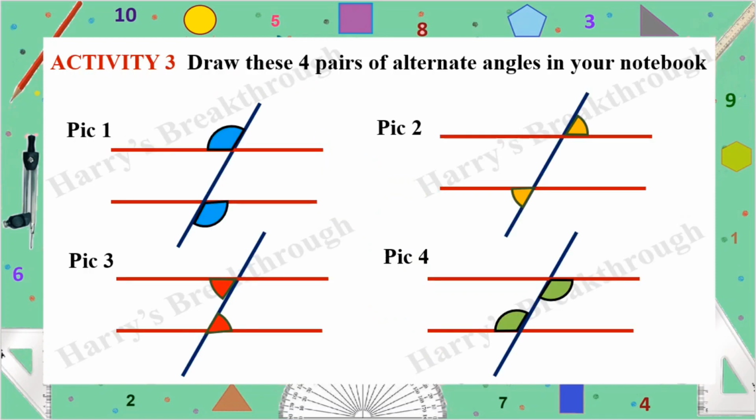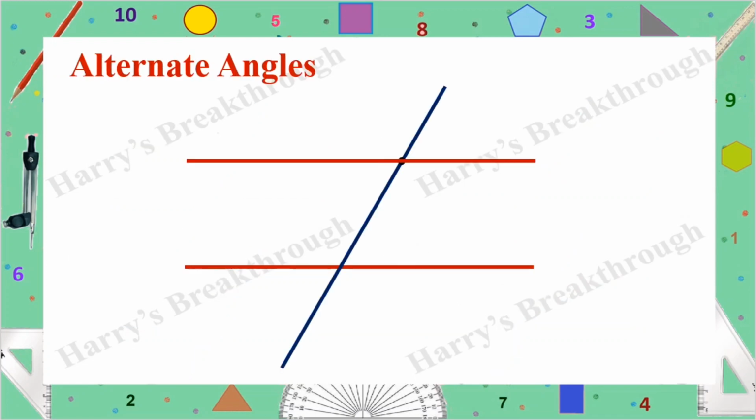Now you have to draw these 4 pairs of alternate angles in your notebook and send these pictures to your mathematics teacher. So let's name the alternate angles. For that, name the bottom line as AB and the top line as CD and the slanted line PQ, and name the intersections as R and S.